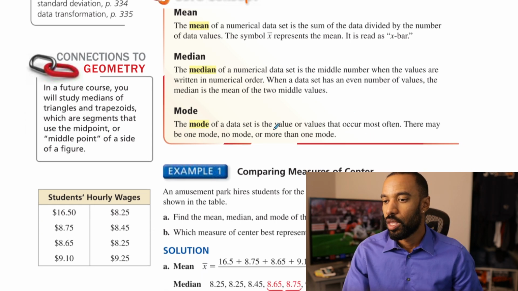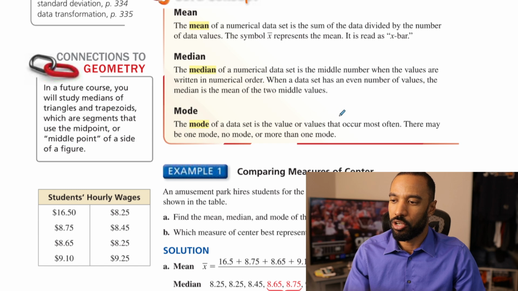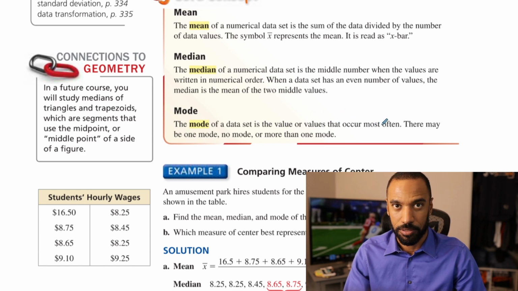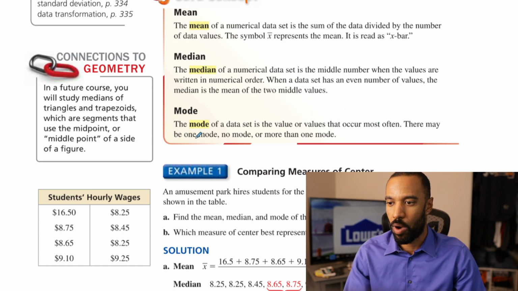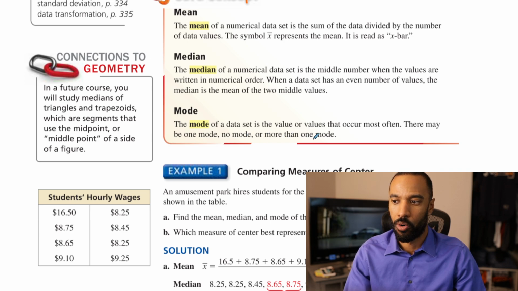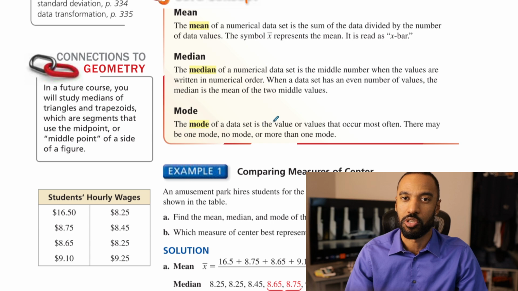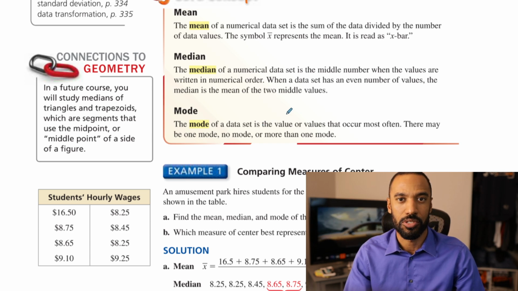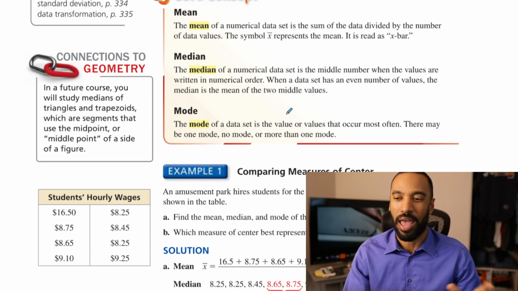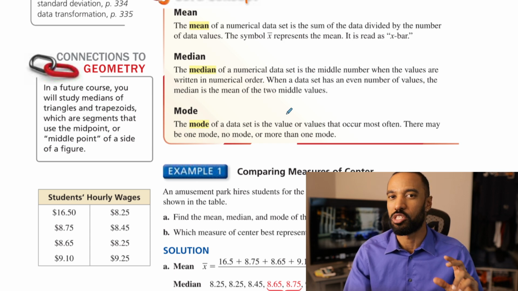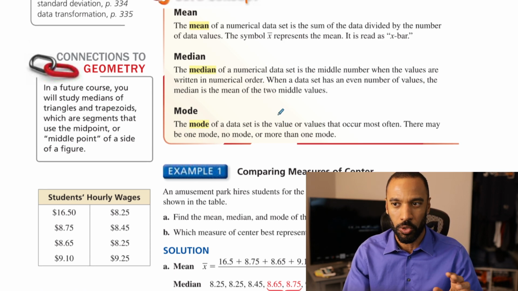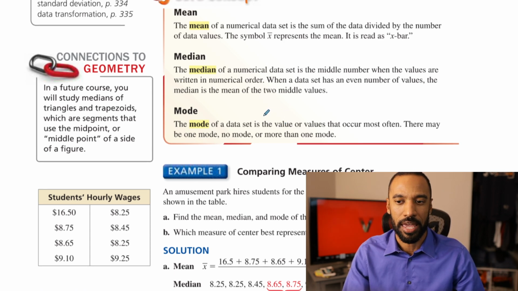The mode. The mode of a data set is the value or values that occur most often. There may be one mode, no mode, or more than one mode. So this is a frequency amount. This is how often numbers appear, which one appears the most. I tend to not use mode as often for different reasons, but it depends on what kinds of ranges of things you're looking at. We'll see how they end up using them.